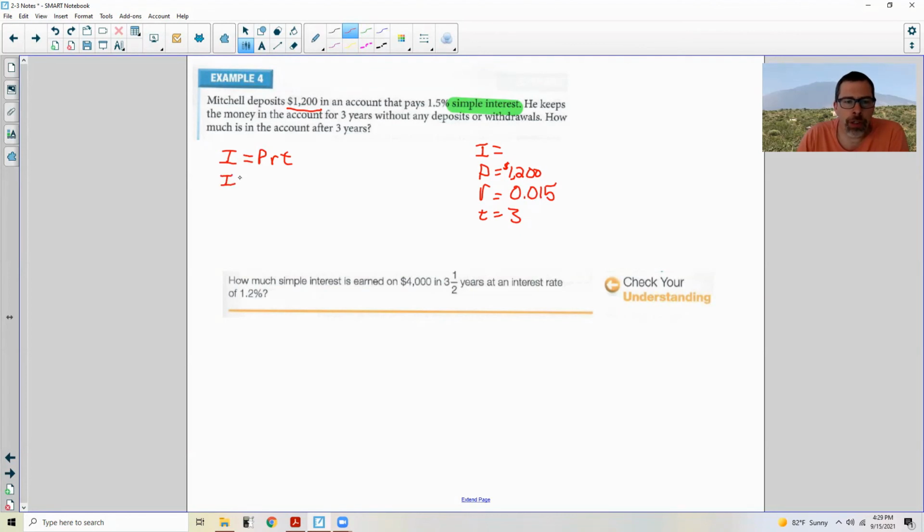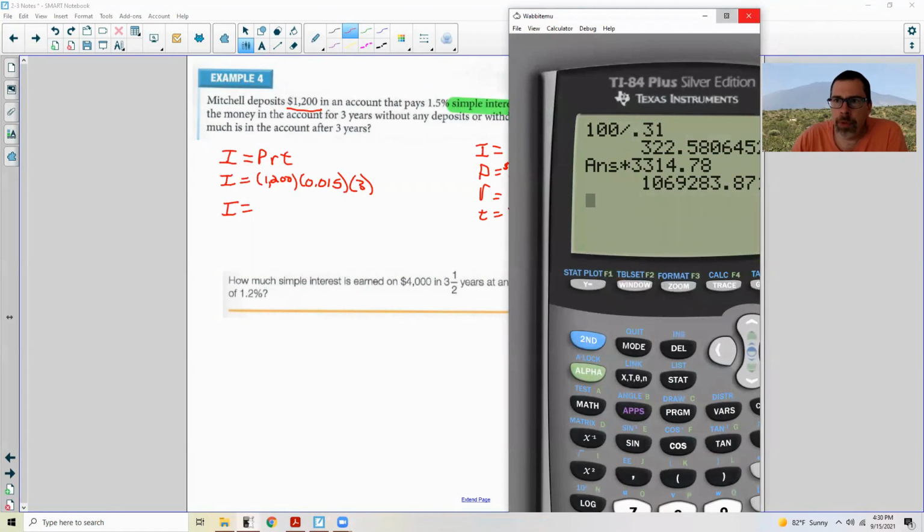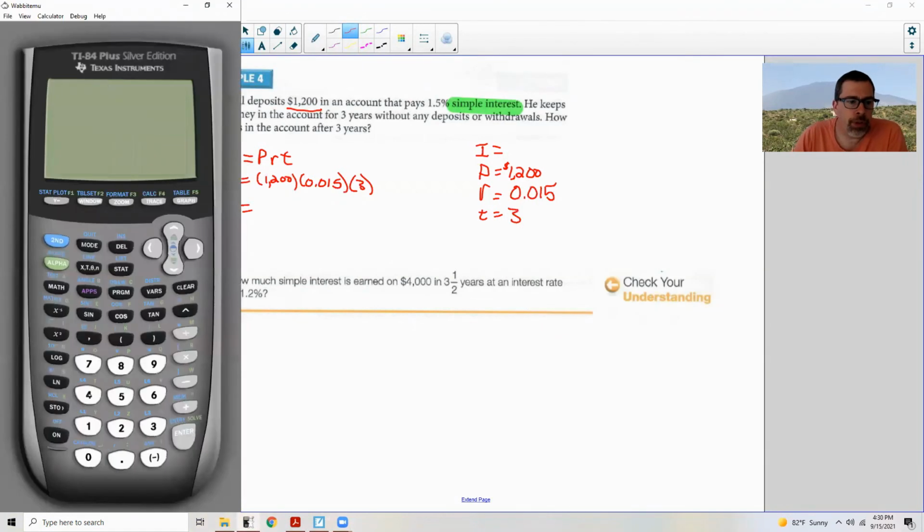So you write the formula, you substitute the givens. So it's going to be 1,200 for my P, my R is 0.015, and my T is 3. Then I'm going to multiply those and I will get a value. So I open my calculator up and I put 1,200 times 0.015 times 3. Enter, and I got 54.